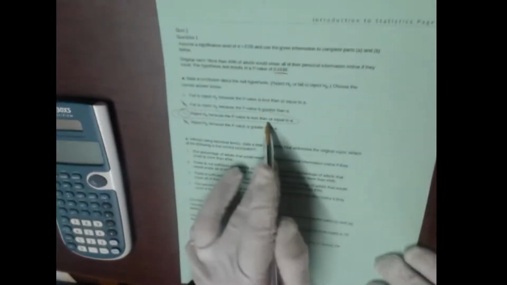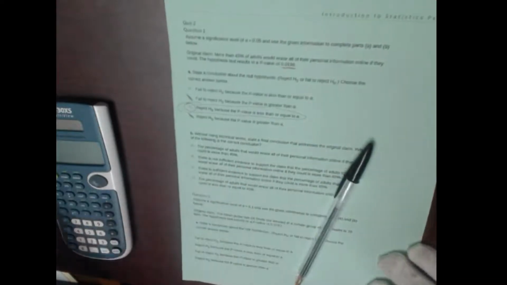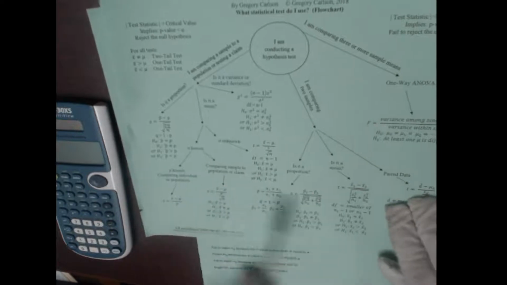We reject the null hypothesis when the p-value is less than or equal to alpha. This is so important that if you look on my cheat sheet and flip to the second page, which is all about hypothesis tests, look what I have up here in the very top corner. For all of these tests, all of these are hypothesis tests. Test statistic greater than critical value implies p-value less than alpha, reject the null hypothesis. Over here, test statistic smaller than critical value implies p-value greater than alpha, fail to reject the null hypothesis.